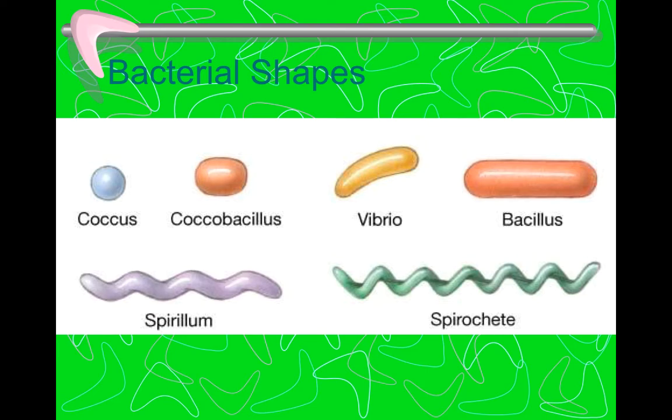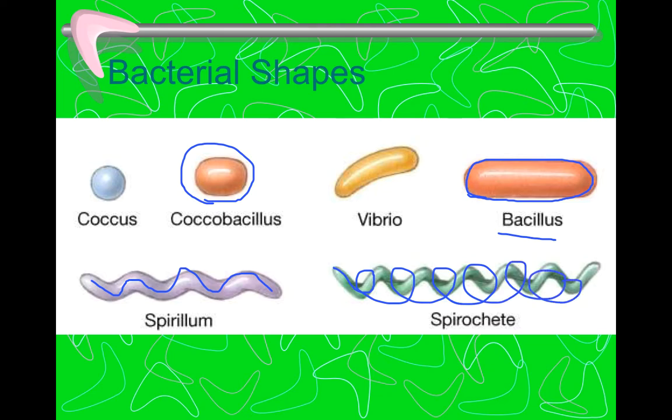So bacterial shapes. So we have quite a few different shapes. The first one is coccus, which means spherical or round. And then we have coccobacillus. So the shape of bacillus, this one is bacillus, it's kind of like a pill shape. So coccobacillus is in between coccus and bacillus. So it's somewhat round and somewhat pill shaped. We also have Vibrio, which is kind of a bent bacillus. We have Spirillum. And then we have Spirochete. Spirochete kind of goes around in that pattern.